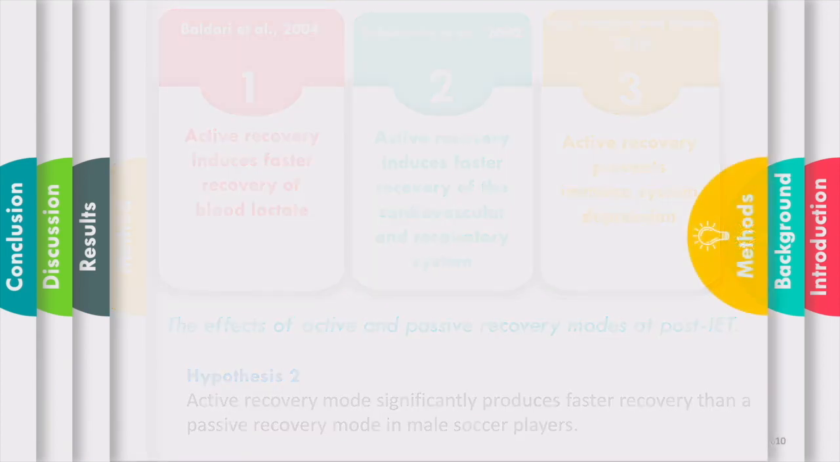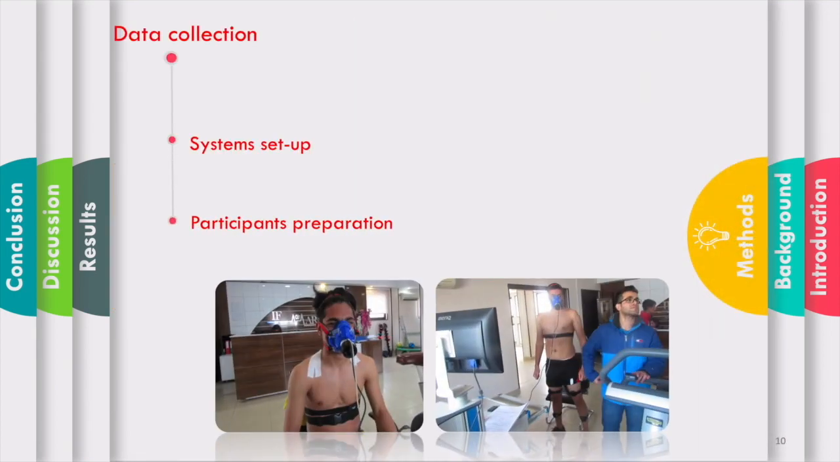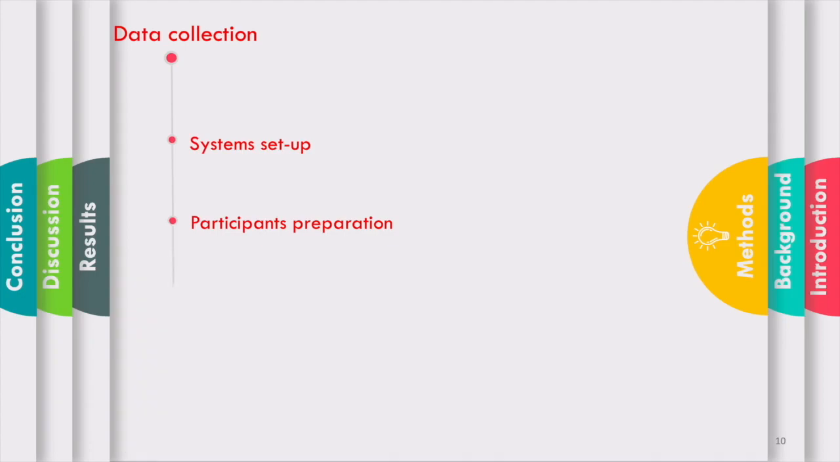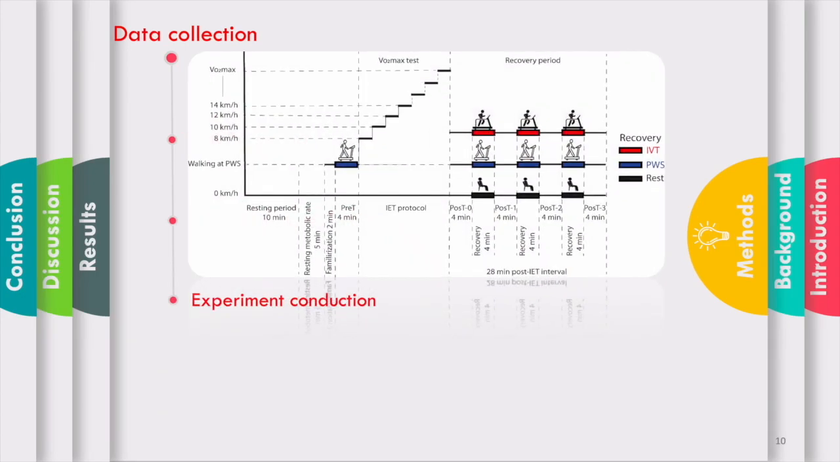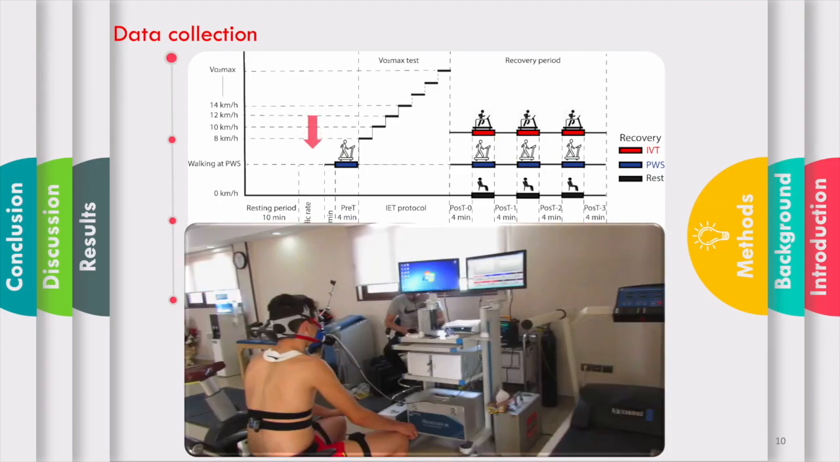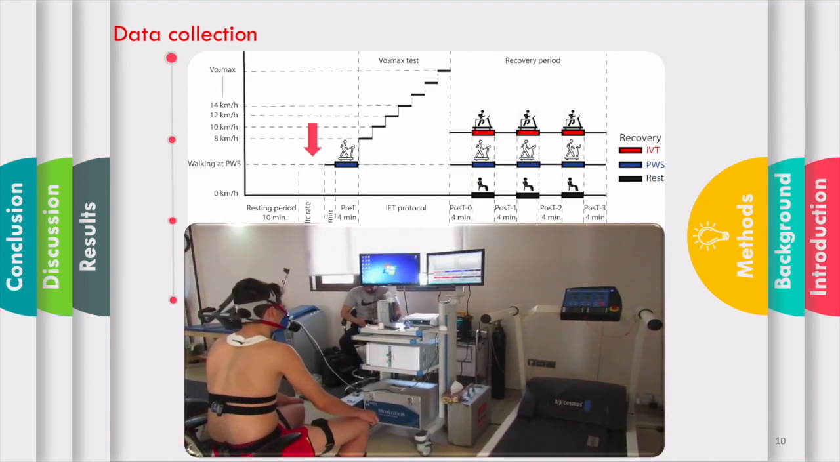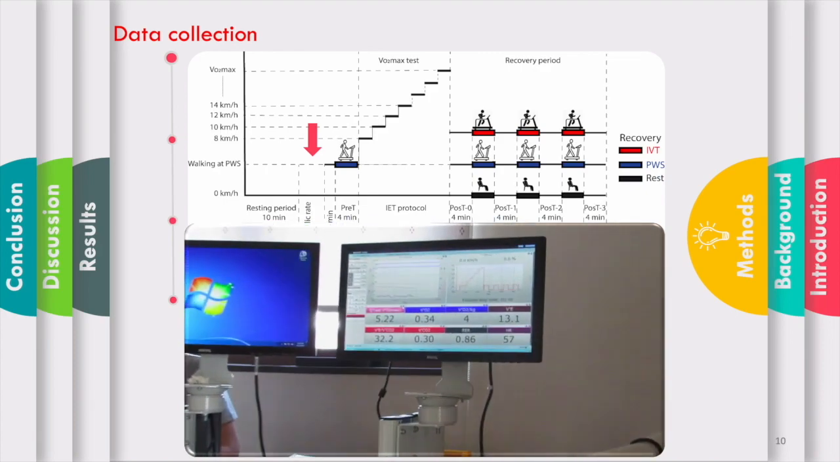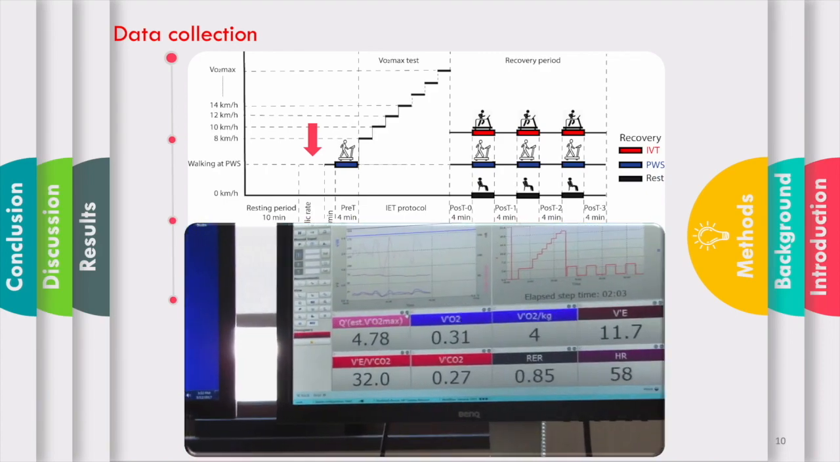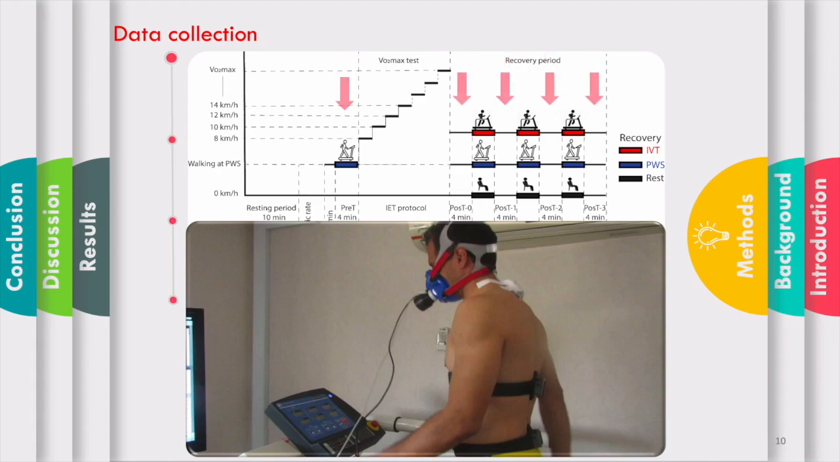After system setup and participant preparation, we started our experimental conduction. As you can see in the flowchart of our study, we started data collection by measuring resting metabolic cost in the seated position for 5 minutes. After that, subjects walked on the treadmill at their preferred walking speed as their baseline. PreT, post 0, 1, 2, and 3 were the trials in which we collected and analyzed data.